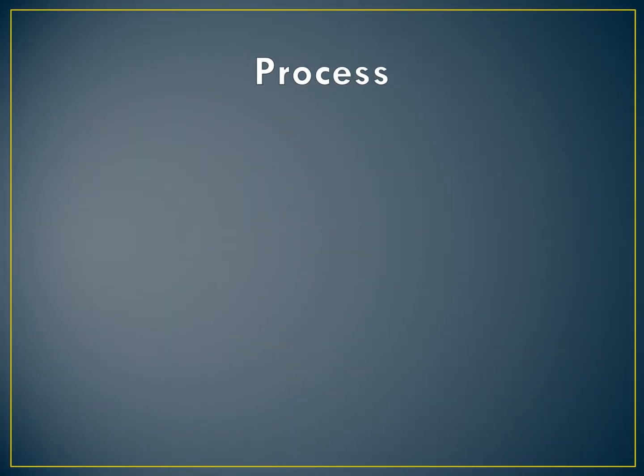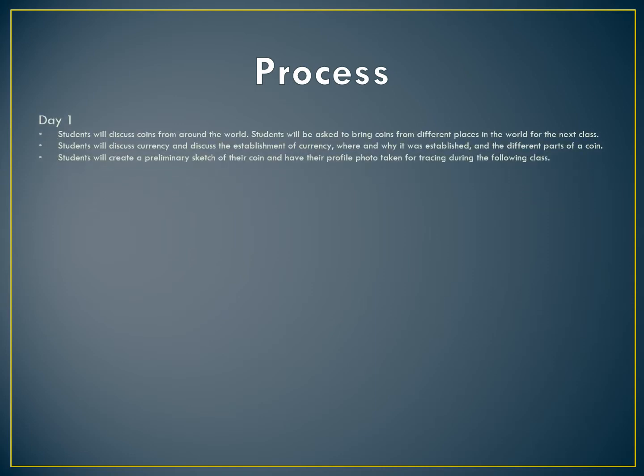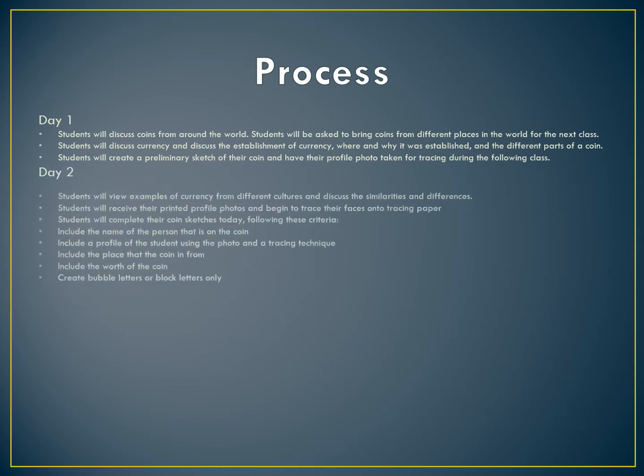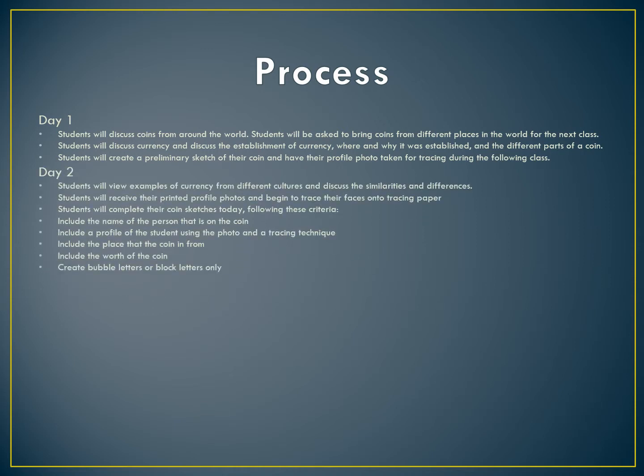This outlines the process of the project over a 7-day period. This outline is flexible as every class and every student works at a different pace. On day 1, students will be introduced to the subject, they will discuss currency and where it was established, and they will get a picture taken of their profile in order to use in the next class. On day 2, students will review what they discussed in the first class and begin their preliminary sketches of their coin in their sketchbook.